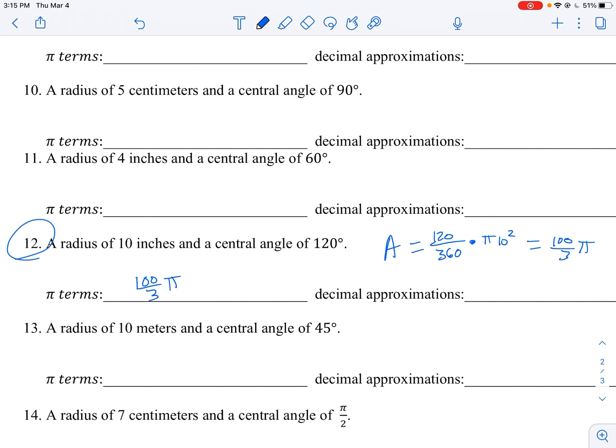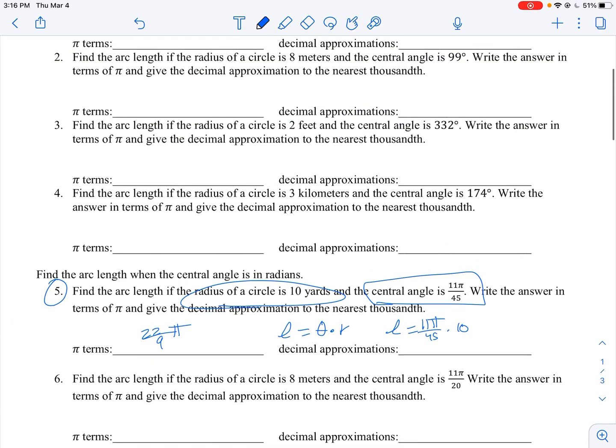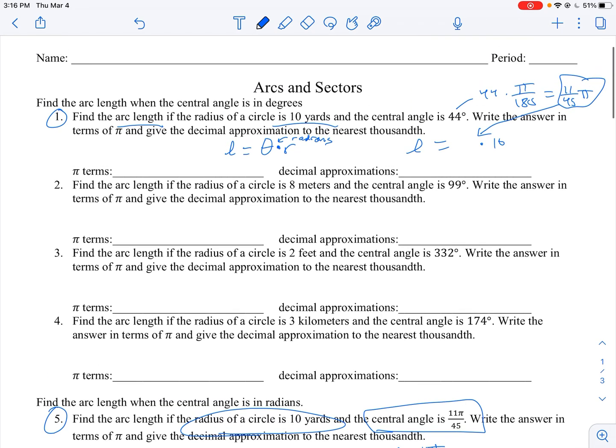which is about 104.71. Oh, I'm going to round to the third decimal place, which gives me that. And this is in inches, so I'm going to do inches squared. But there you go. A couple of quick formulas. You just have to figure out if you're in radians or degrees and calculate. Should be pretty quick. Good luck.